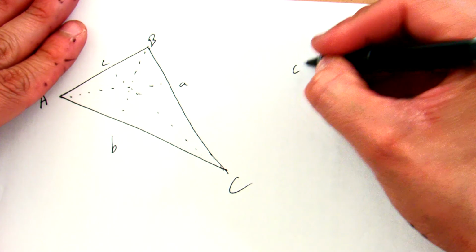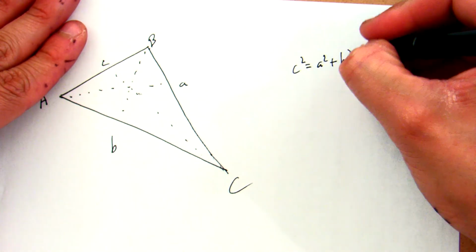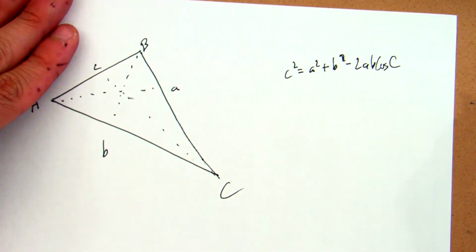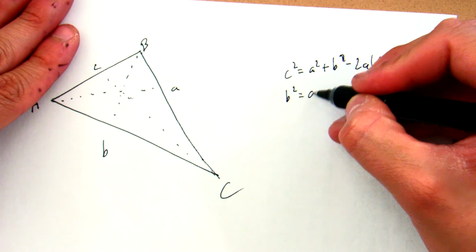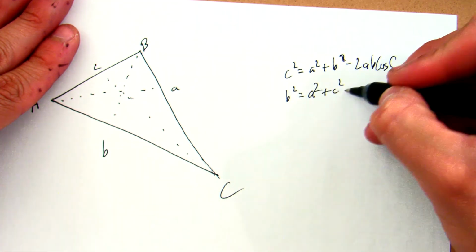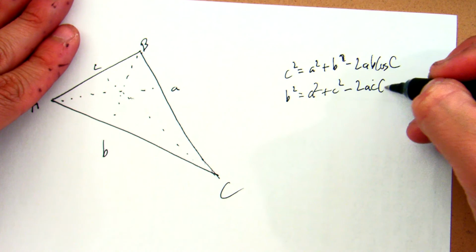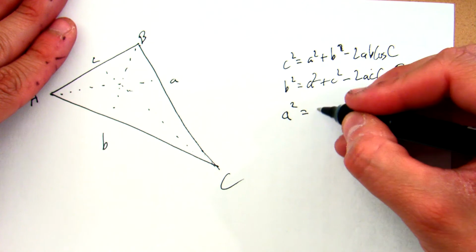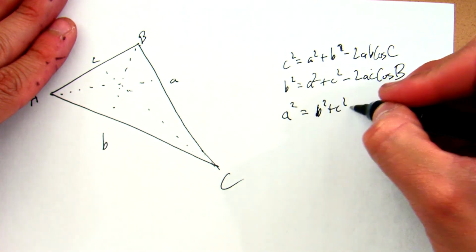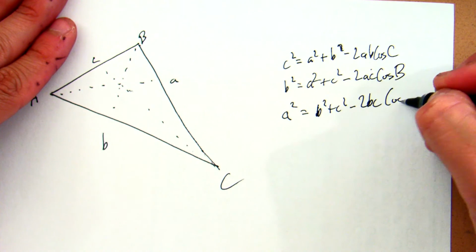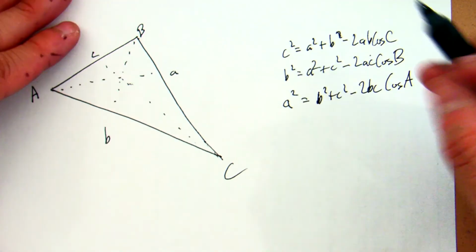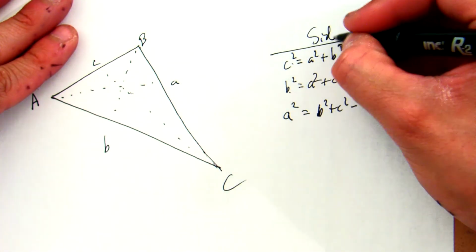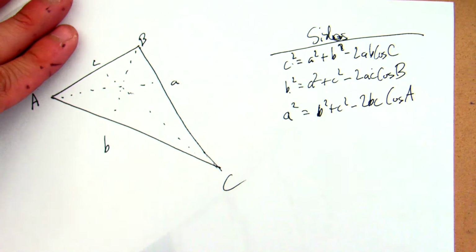Okay? So next we're going to recall some of the laws of cosines. One of them is c squared equals a squared plus b squared minus 2ab cosine of c. The other one is b squared equals a squared plus c squared minus 2ac cosine b, and a squared equals b squared plus c squared minus 2bc cosine A. So these here are used to find the little letters, which are the sides. So if you're missing one of these, you're going to use these.